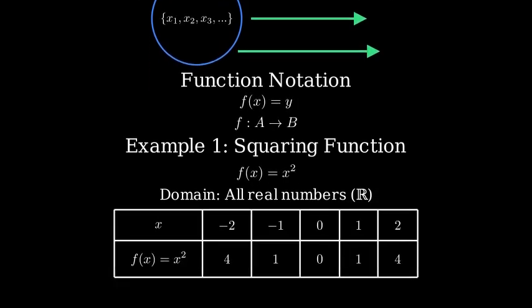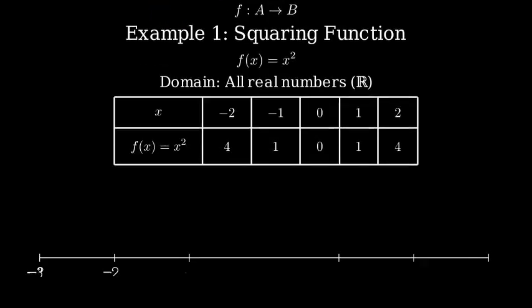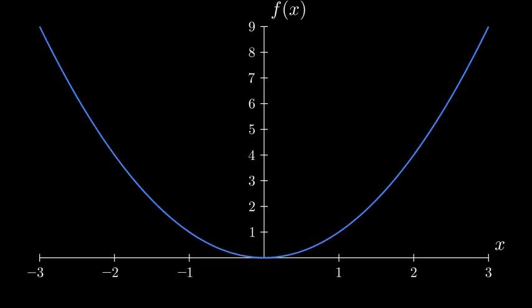Let's visualize this squaring function on a graph. Here's the graph of f(x) = x². Notice that it forms a parabola that opens upward, with its vertex at the origin. The range of this function is all real numbers greater than or equal to 0, since squares are always non-negative.